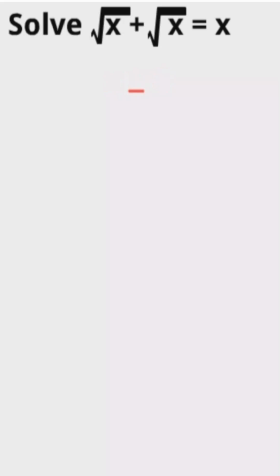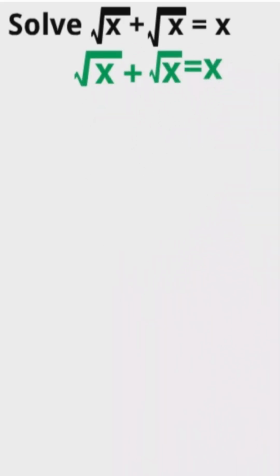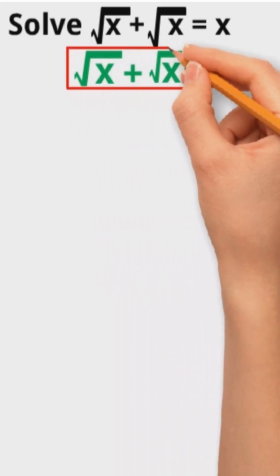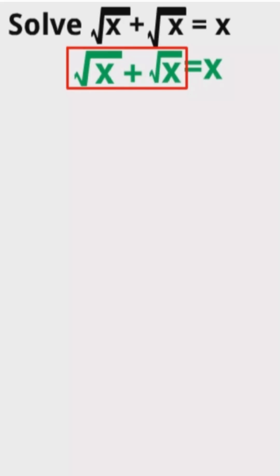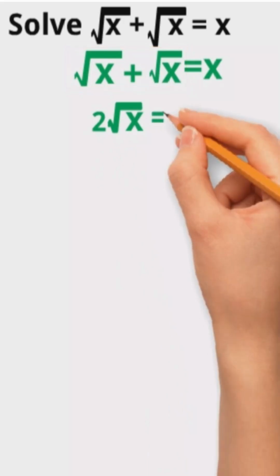Here is a well-guided procedure. First, work out like terms. Square root of x plus square root of x equals x. Combine the like terms. Square root of x plus square root of x will give us 2 square root of x, which is equal to x.